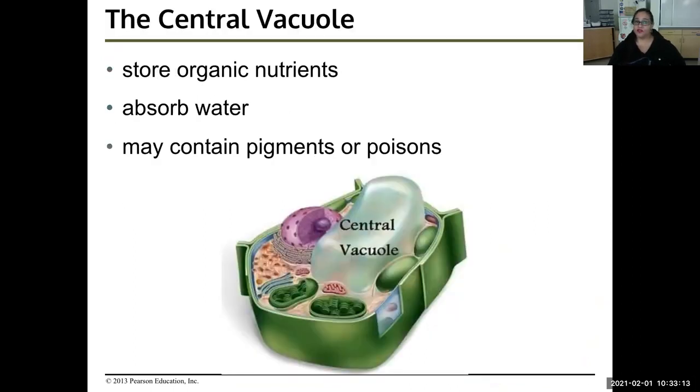The central vacuole stores organic nutrients, absorbs water, and may contain pigments or poisons. A lot of plants are poisonous. And that is where the poison would get stored.